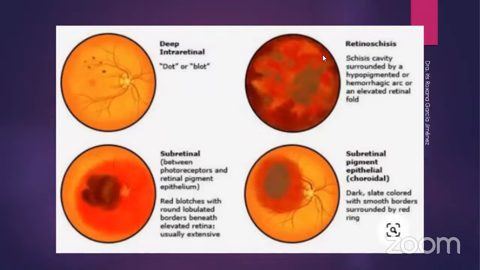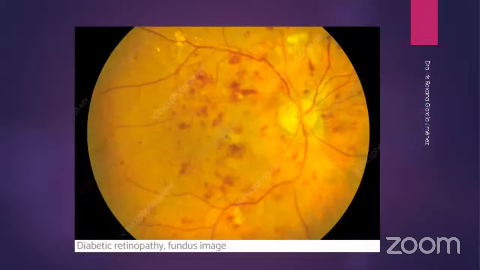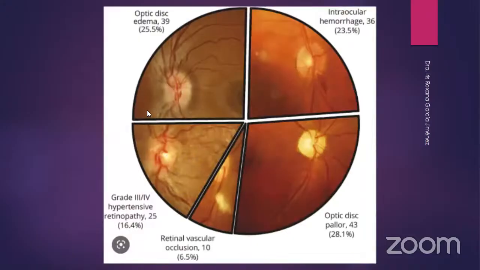Okay, the deep intraretinal, the retinoschisis, subretinal, again, subretinal pigment epithelial. Okay, just extra information for checking differences if you had the chance to evaluate a patient with this procedure. This is a diabetic retinopathy. It's a common one when you have these silver lines. Size of hemorrhage next to it, because those are the chronic changes that diabetes causes to the eyes.